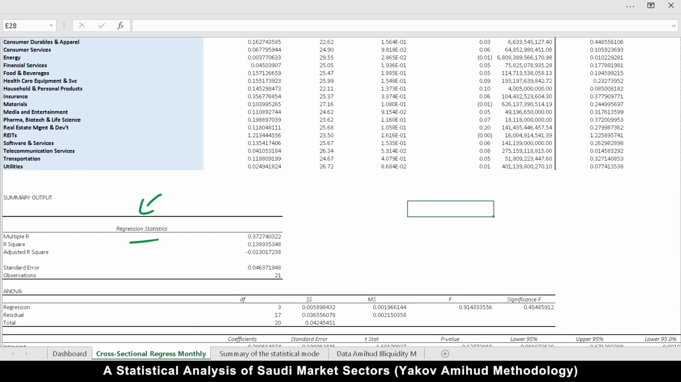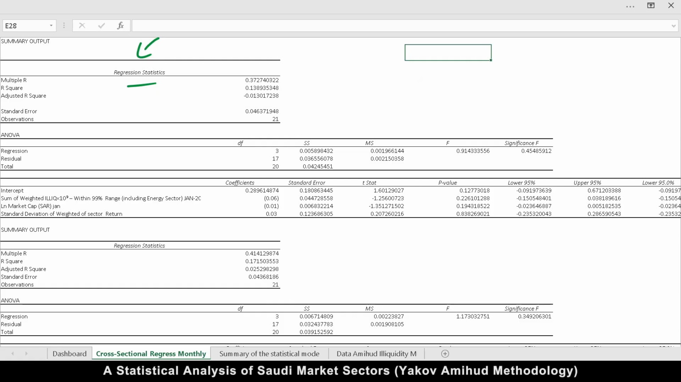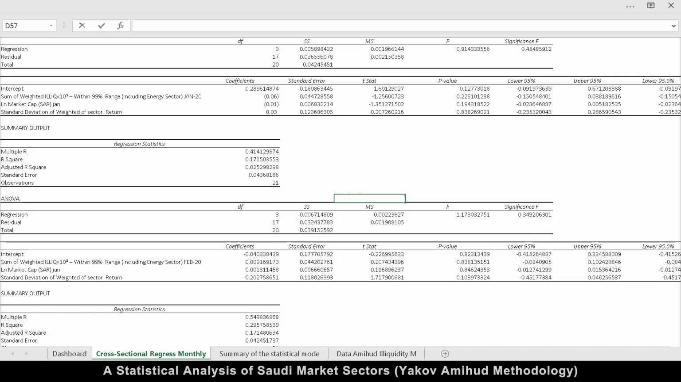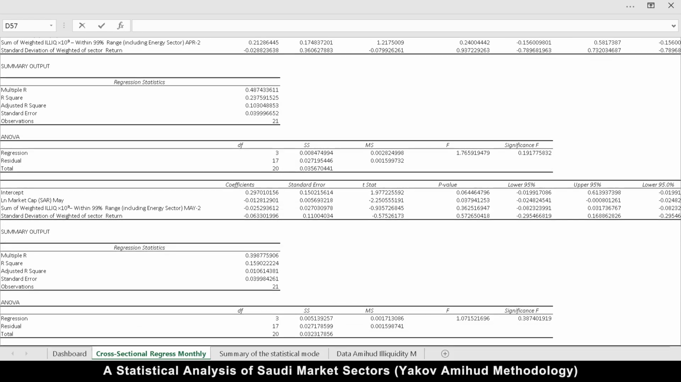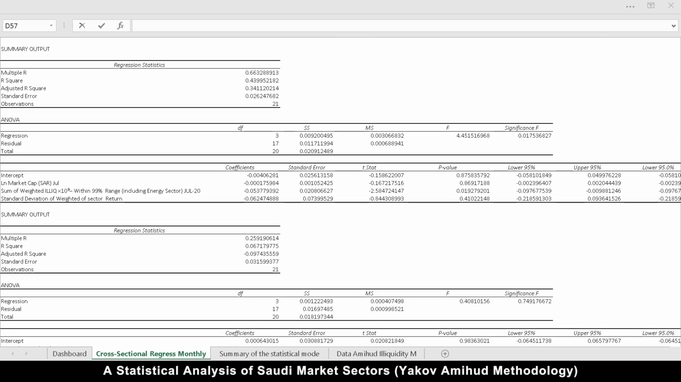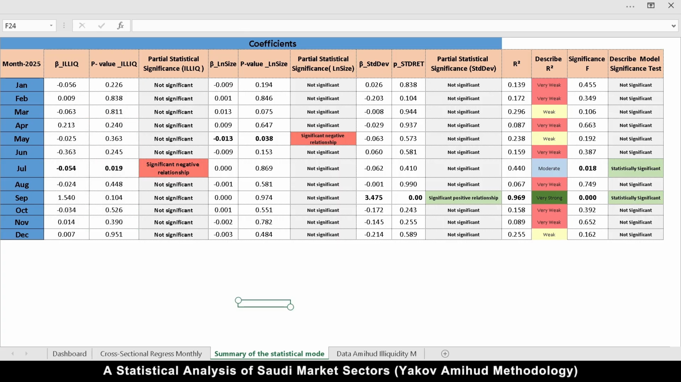Then, using Excel, I applied regression analysis separately for each month. In each model, sector return was the dependent variable, while liquidity, size, and risk were the independent variables. So in total, I built 12 regression models, one for each month of 2025. In this paper, I summarized the results of all months to examine how the regression coefficients, the statistical significance, and the model strength changed from month to month.